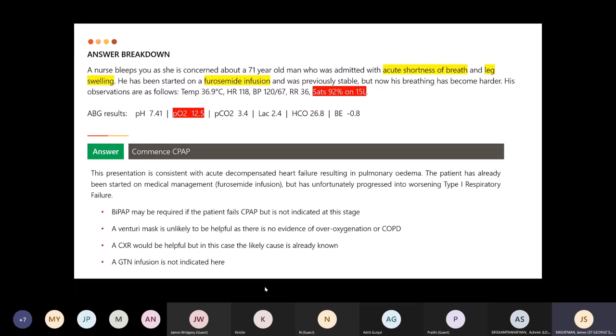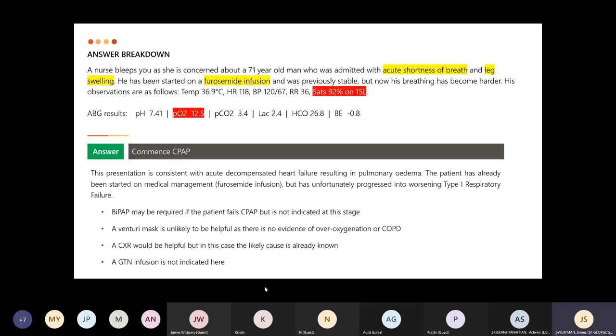The PO2 is 12.5, which, as we said, was normal in a normal person on room air, but on someone in 15 litres is not normal. So that, again, is a relative hypoxemia. This is based on someone that I saw as an F1 as well. So it's pretty distressing when you see people like this.